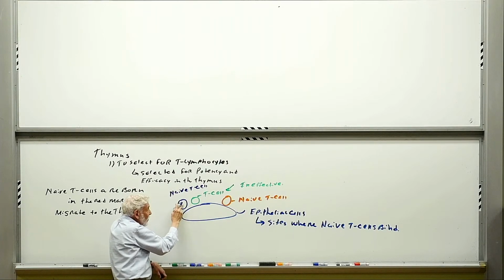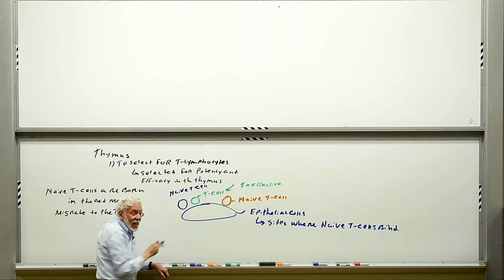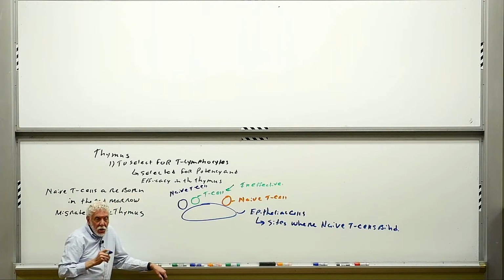And if the T cell tells the epithelial cell that it can recognize foreign proteins, but not proteins that are part of your cell system, then that T cell is retained. So in that case, it's selected for efficacy. It can find foreign proteins, but its potency is also modulated so that it's potent only against foreign pathogens and not against self-proteins.